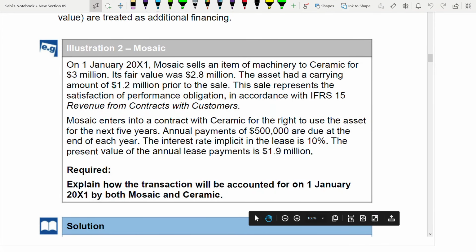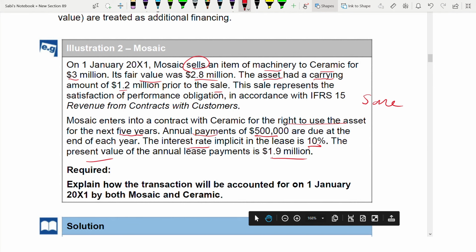Now illustration 2, Mosaic. Here he sells an item of machinery to Ceramic for 3 million. Fair value was 2.8. Carrying amount of the asset was 1.2 before sale. This sale qualifies as a sale according to IFRS 15. Mosaic enters into a contract for the right of use asset, that means sale and leaseback, for 5 years. Annual payment 500,000. Interest rate 10%. Present value 1.9 million. How do you account for both Mosaic and Ceramic?